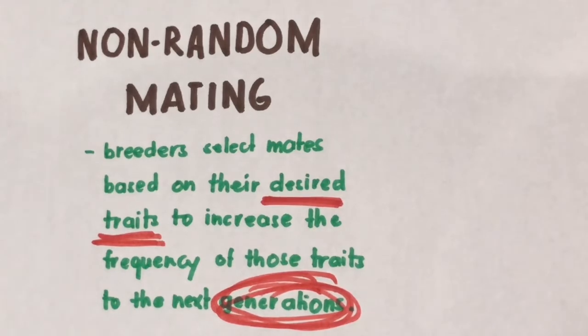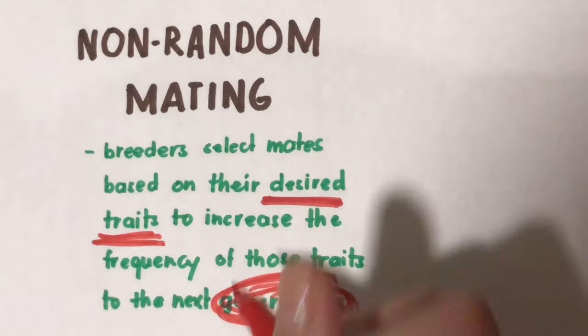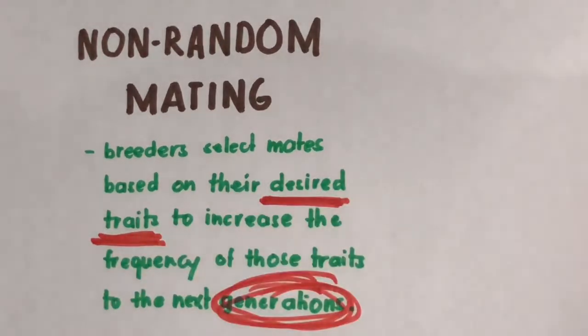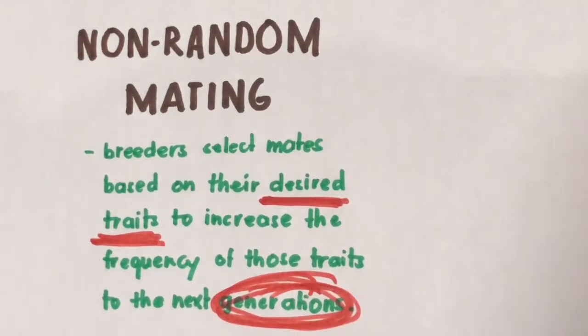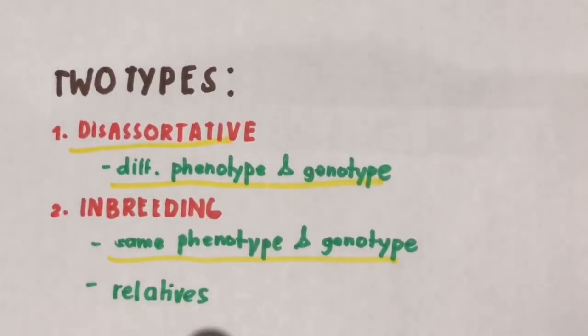When we say non-random mating, it is when breeders select mates based on their desired traits to increase the frequency of those traits that they want to pass to their offspring or to the next generations. So there are 2 types of non-random mating. Number 1 is disassortative and the second one is inbreeding.